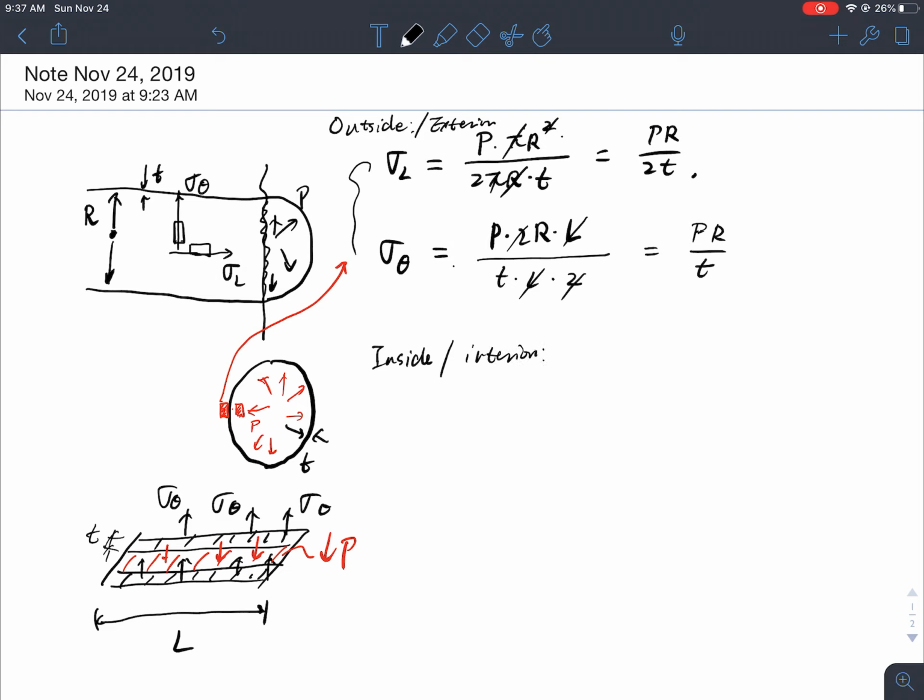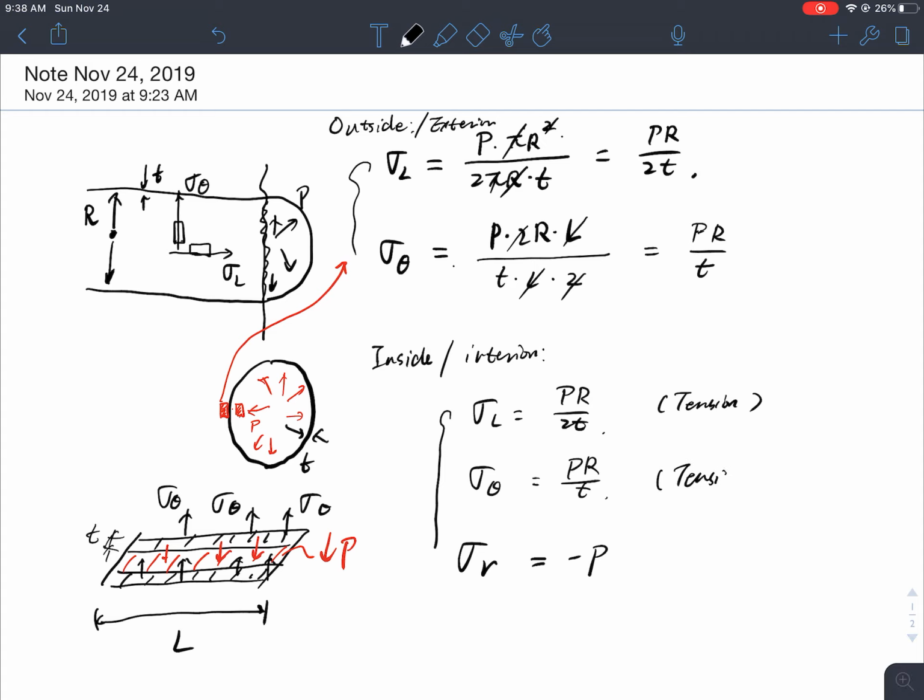For the interior stress, I naturally will still have these two components, so I'll have sigma L equal to PR over 2T, sigma theta equal to PR over T, but I have to consider sigma R now, since this is the radial stress direction, has a negative P. Okay, why is it a negative P? Because this is tension, and this is also tension, and that is compression. All right, so now you realize I have two different stress states.